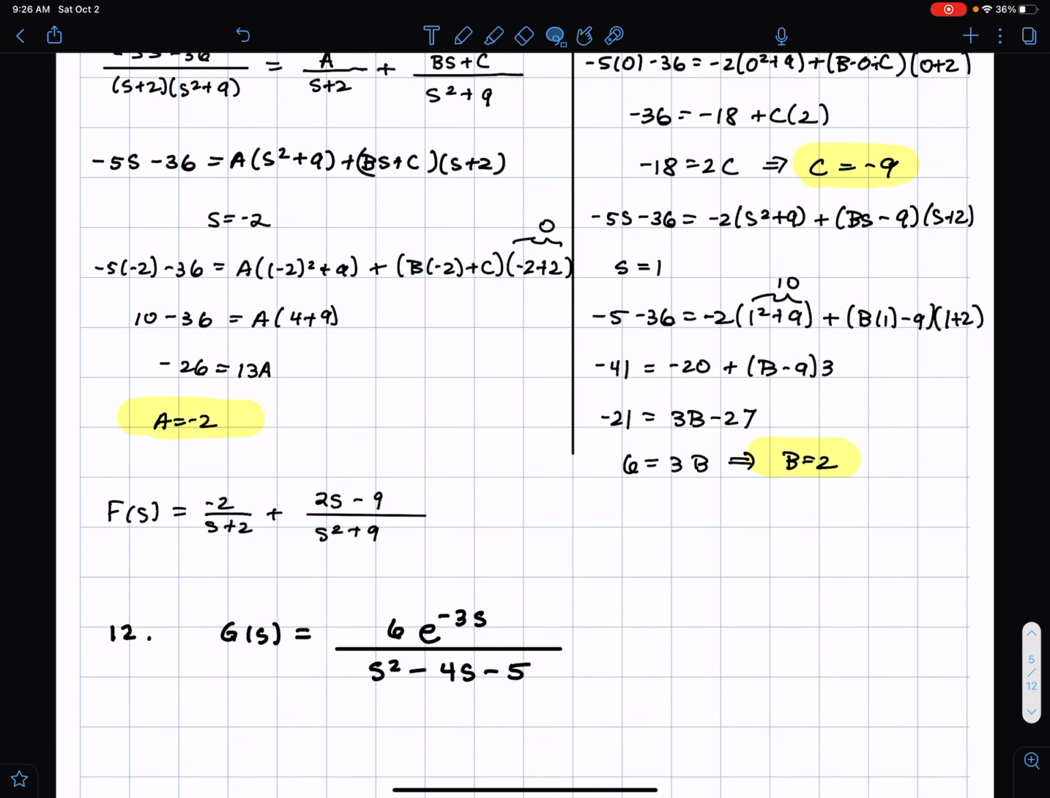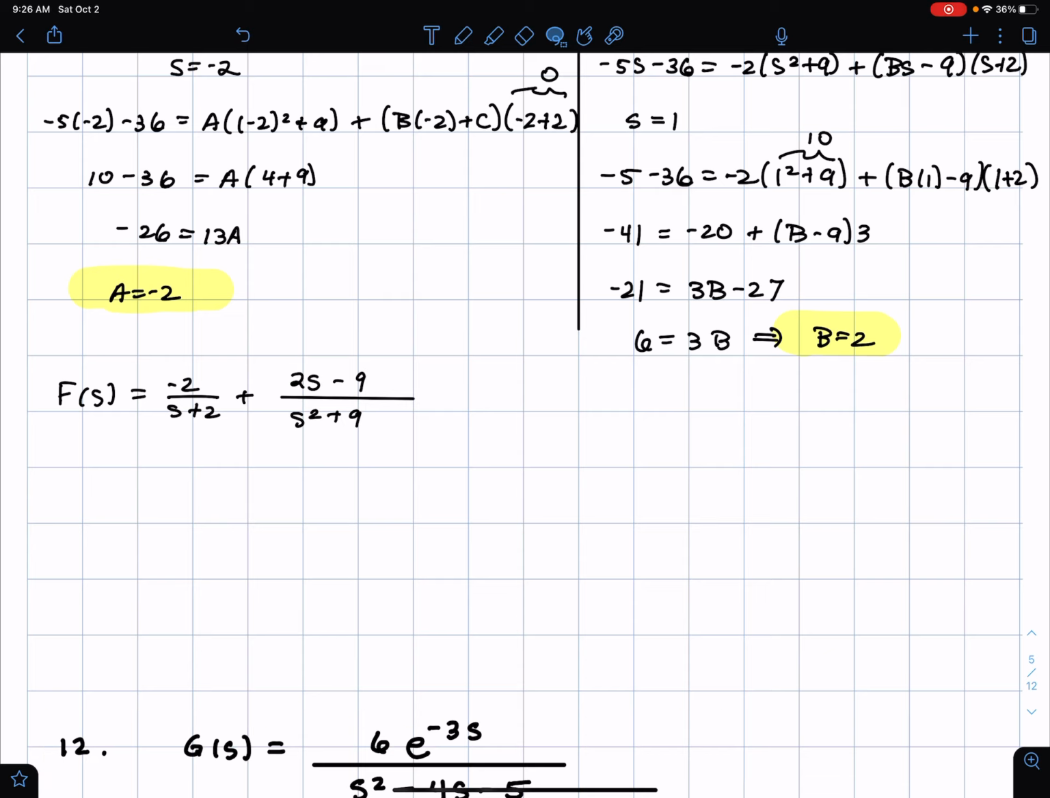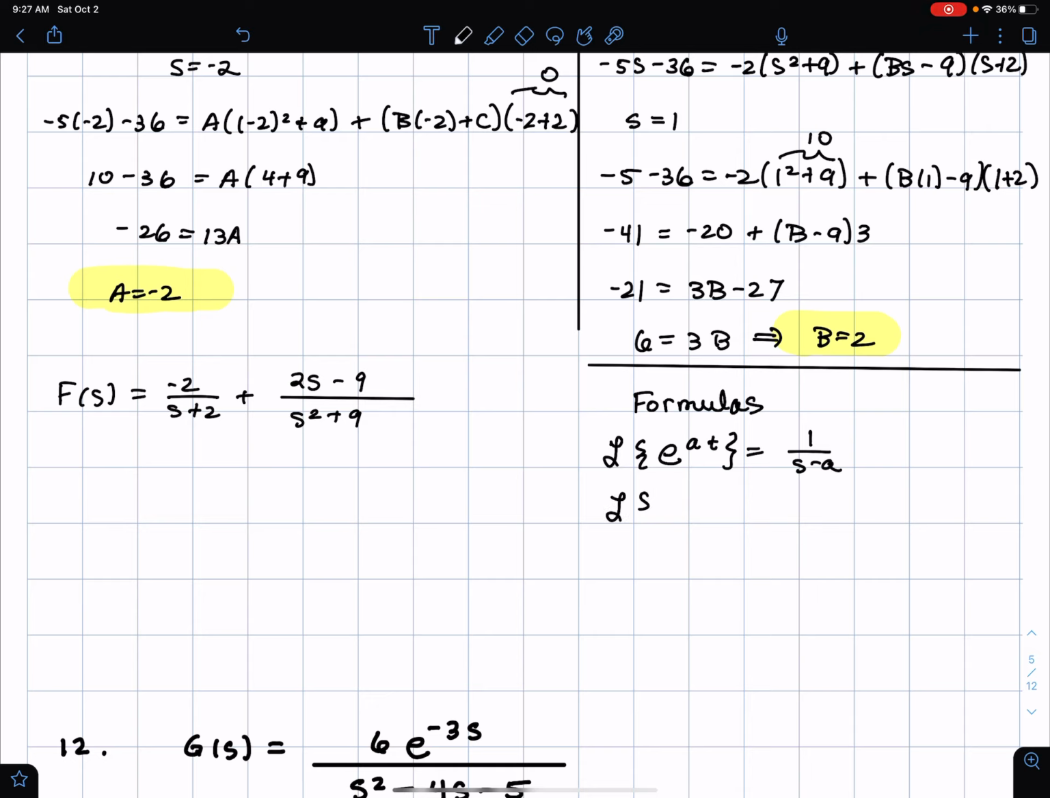So maybe I'll start a new page here. What are we doing for this part? We're trying to find the inverse Laplace transform, so we have formulas that we will use. We know, hopefully, that the Laplace transform of e to the at is equal to 1 over s minus a. The Laplace transform of sine bt is equal to b over s squared plus b squared. The Laplace transform of cosine bt is equal to s over s squared plus b squared.